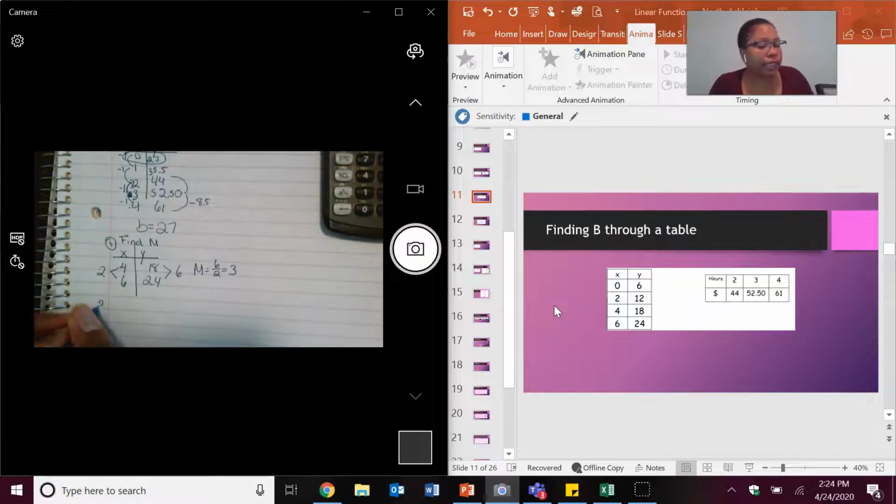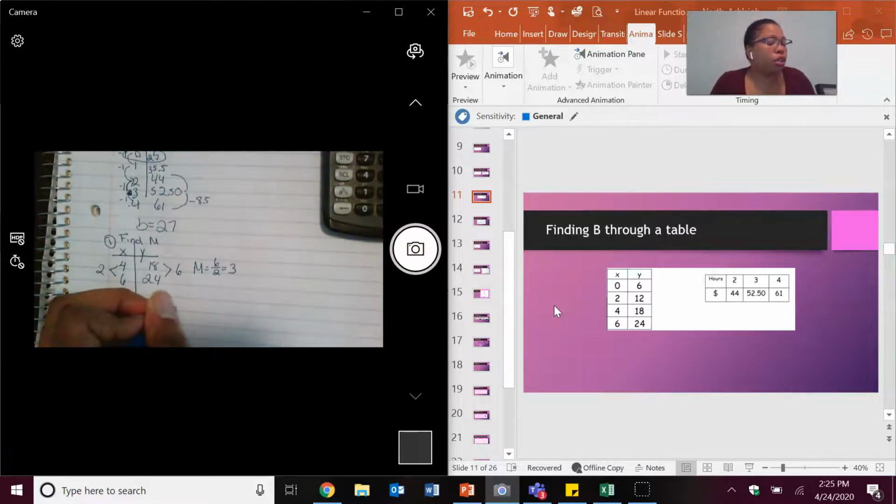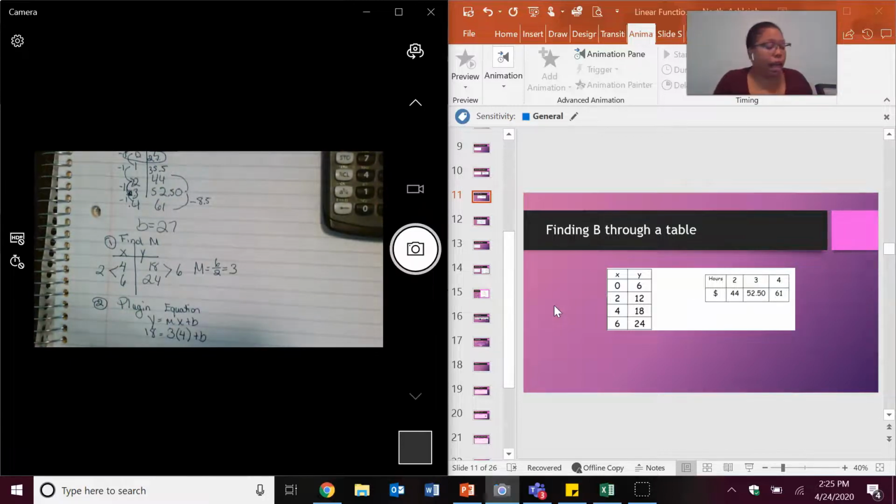And then my second step would be plug in what I know into the equation. So plug in what I know. If I'm trying to find b, I now have to use things that I know to find that missing part of my equation. So y equals mx plus b. I can use 18 for y, m is 3, times the correlating x, which was 4. And I don't know b, so I'm going to leave it that way. And now I'm really going to solve for b.